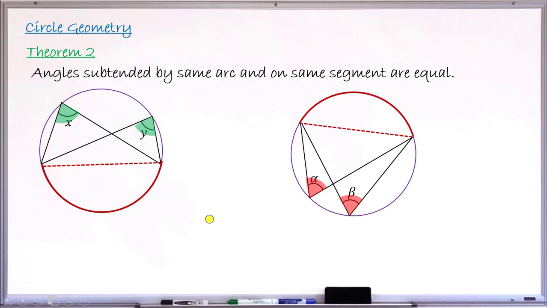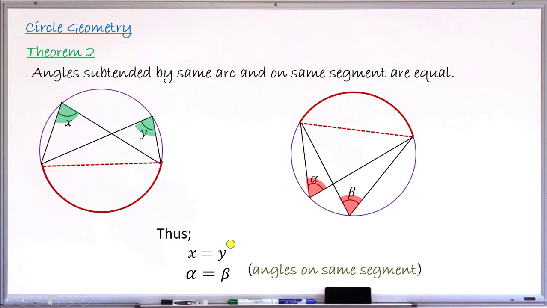So let me just write it. Based on this theorem, x will be equal to y, and the angle alpha is also equal to the angle beta. And in each case, the reason you usually write is angle on same segment. So we are going to take examples of how we can make use of this theorem as a tool in solving problems in circle geometry. So let us move and take an example.